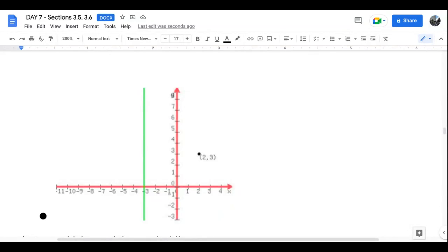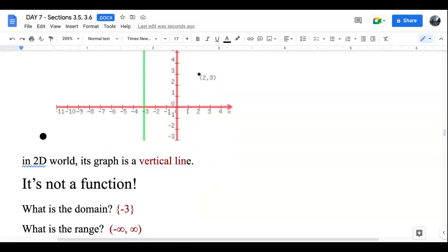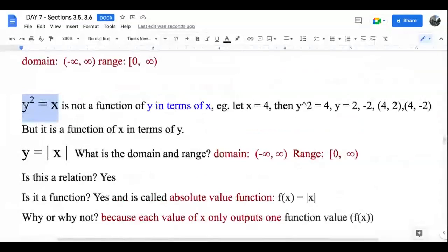In the future, when you go into a pre-calculus course, a higher mathematical course, we do talk about this not being a function of y in terms of x, but a function of x in terms of y. That's for the future. But for this course, this is not a function, because one x value corresponds to two different y values. Any questions?